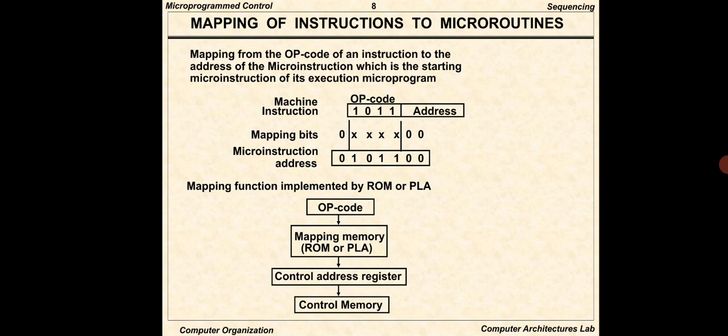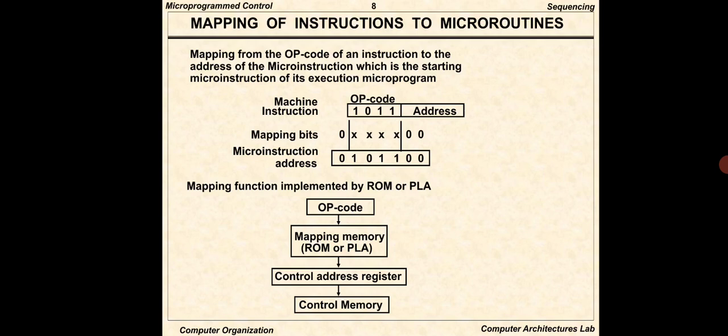Next, mapping of instructions to the micro routines. This is mapping from the opcode of an instruction to the address of the micro instruction, which is the starting micro instruction of its execution micro program. Let us see that this is my machine instruction. Here I am going to have 4 bits of opcode, and next some address. These 4 bits, the mapping bits, we will map to the micro instruction address in the control storage memory.